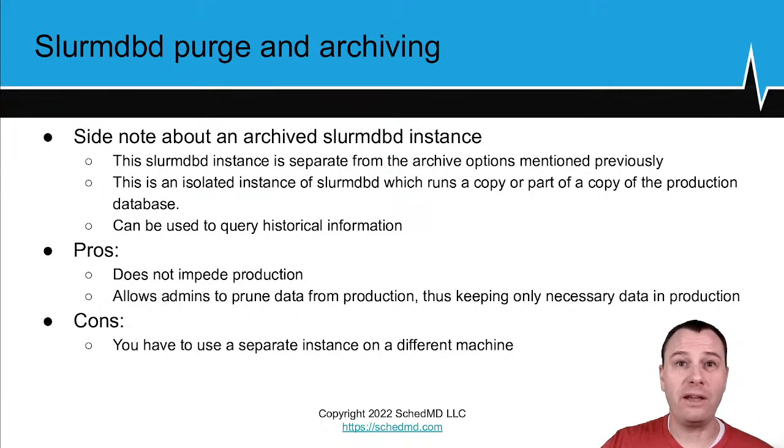Just a side note about archive slurmdbd instances. The slurmdbd instance is separate from the archive option just covered. This is an isolated instance of slurmdbd that runs a copy or part of a copy of the database. It is possible to restore an entire copy or part of the production database to some other instance of slurmdbd. In this way, historical information can still be queried without loading old archived data files on the production system. If you have questions about this, we encourage you to log a support case with us for details.